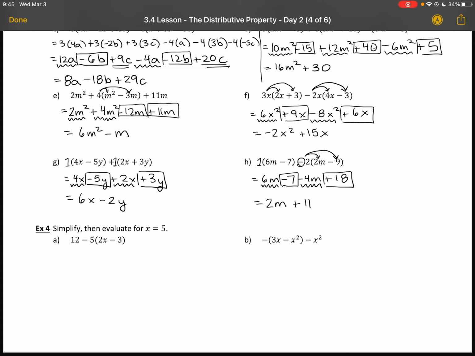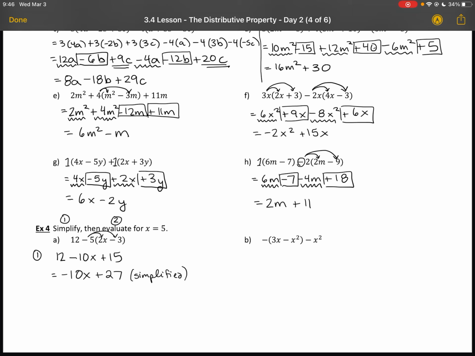The last type of example that we're going to do is a question that asks you to simplify and then evaluate. So in order to simplify, what that means is we're going to get rid of the brackets by distributing negative 5 inside those two terms. So minus 10x plus 15. And then I'm going to collect my numbers because those are my only two like terms. And now I have a simplified expression. So simplified here.